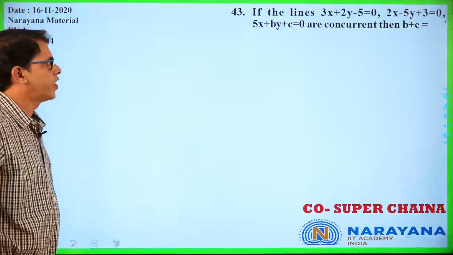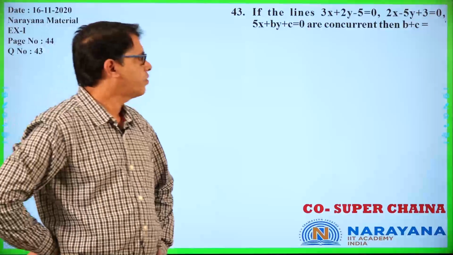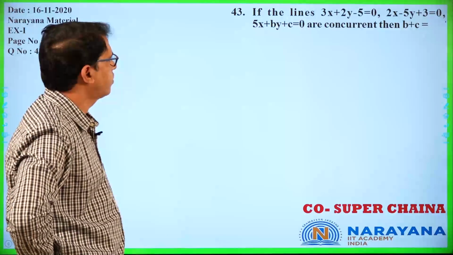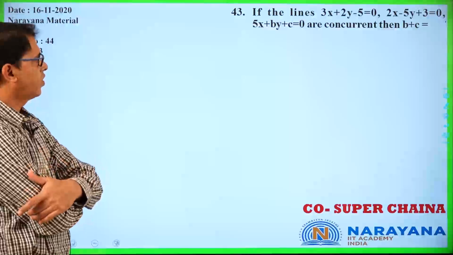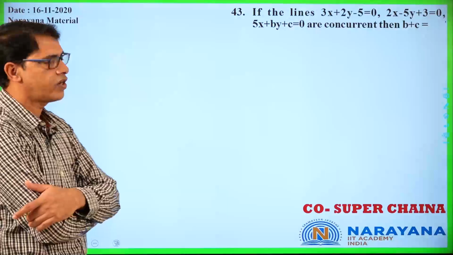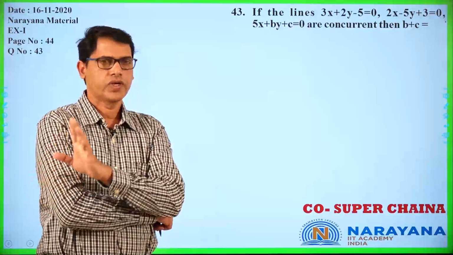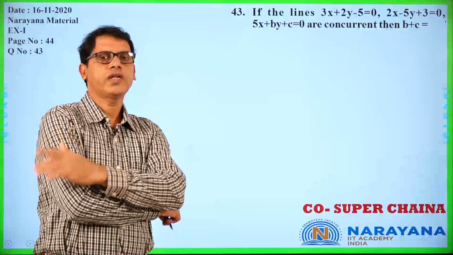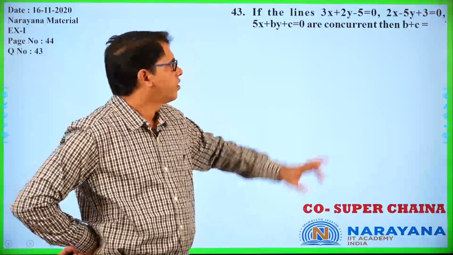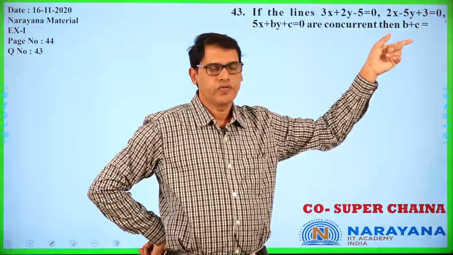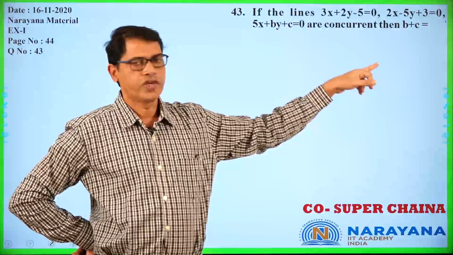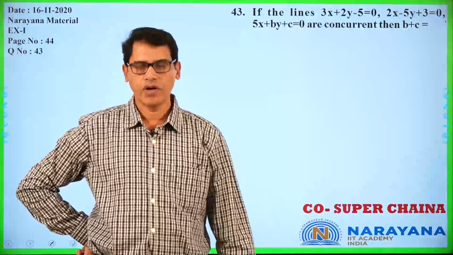See here, if the lines 3x plus 2y minus 5 equals 0, 2x minus 5y plus 3 equals 0, and 5x plus by plus c equals 0 are concurrent, then find the value of b plus c. Again same. Since the lines are concurrent, directly you can apply the determinant equals 0. Otherwise, solve these two, find the point of intersection, and apply it in the third line, and we get the b plus c value. Whichever you feel comfortable, you can do that.